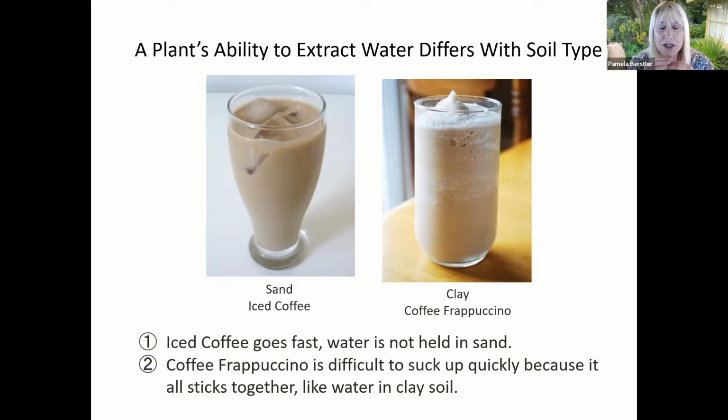It's very difficult to separate the water from the particles. It's slow to intake water. It's slow to release water. Totally opposite is sand, where it's very easy to put water in. The water runs through the system very, very quickly. And it's also easier for the plant to extract the water out of the sand. So that's a great way of thinking about soil type.